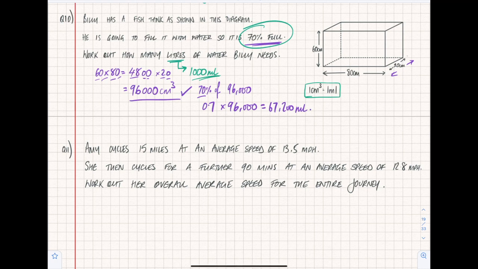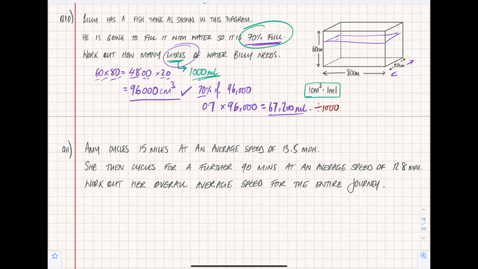So what I'm saying is, when I fill this up with water to 70%, up to this kind of level here, what you end up having is 67,200 milliliters of water. It says how many liters of water does Billy need? Well, we know that 1 litre is 1,000, so your final step is to then divide that by 1,000.